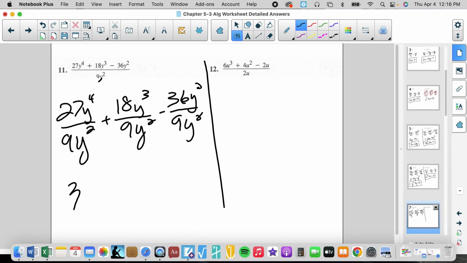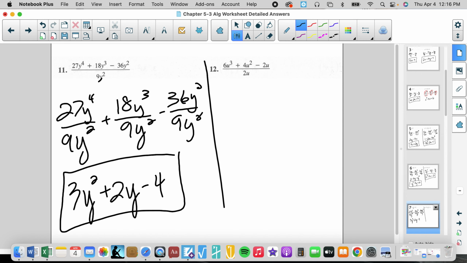27 over 9 is 3. y to the 4th over y to the 2nd is y to the 2nd. 18 over 9 is 2. y to the 3rd over y squared is y. Negative 36 over 9 is negative 4. y to the 2nd over y to the 2nd is technically 1. So 4 times 1.